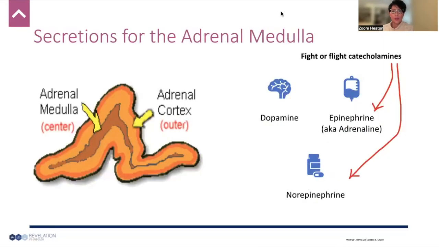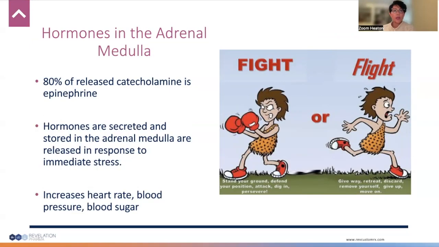So the adrenal medulla responds to the sympathetic nervous system stimulation, and it secretes hormones in response to immediate stress. It secretes catecholamines, which are amine structures that are primarily epinephrine and norepinephrine. It does produce a small amount of dopamine for focus and attention. The majority of the catecholamine that is made in the adrenal medulla is epinephrine, at 80%.